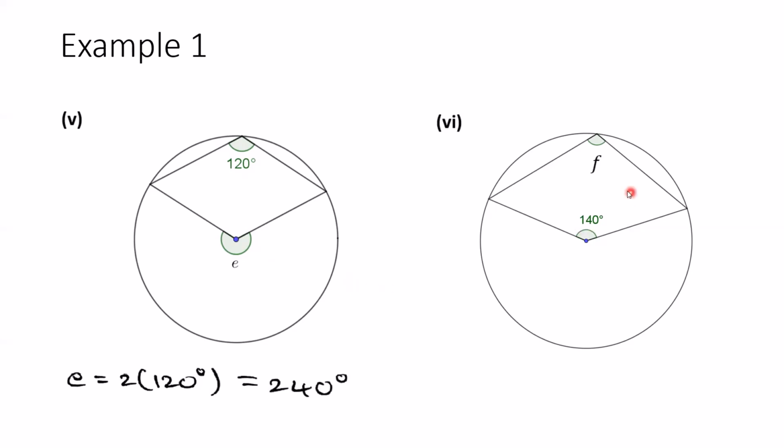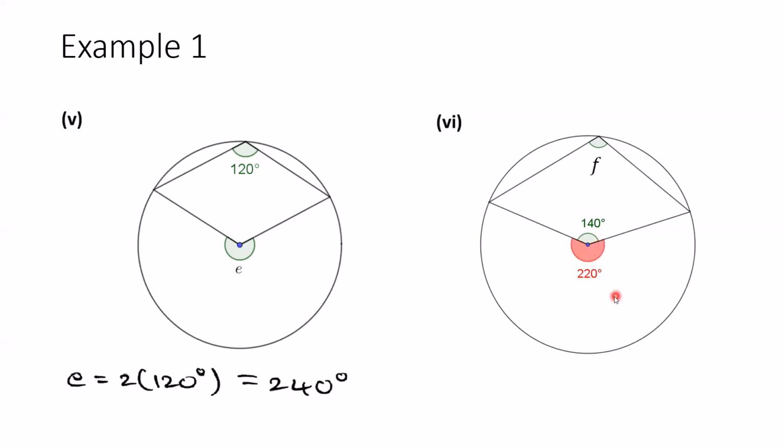Part 6. Angle at circumference is F. Angle at center should have been this way, but we know this angle is 140. Therefore, the reflex angle is 360 minus 140, which is 220 degrees. So looking from this side, this is angle at center and angle at circumference here. So F is equal to 220 divided by 2, which is 110 degrees.